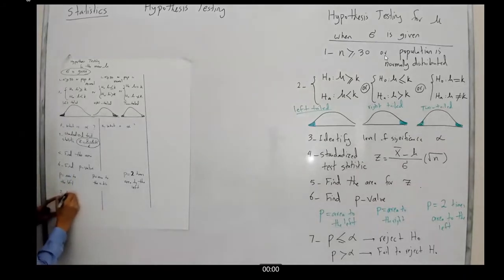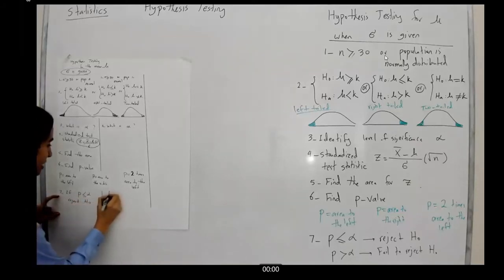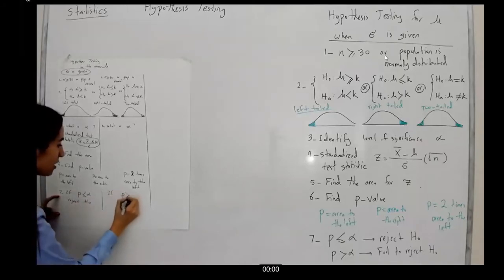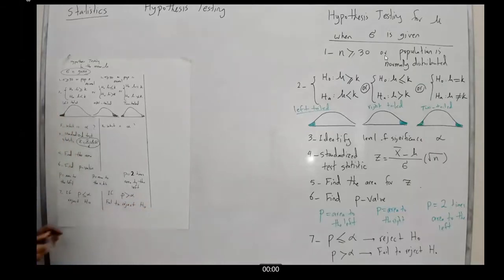Last step: if P is less than or equal to alpha, reject the null hypothesis. If P is greater than alpha, fail to reject the null hypothesis. Perfect.